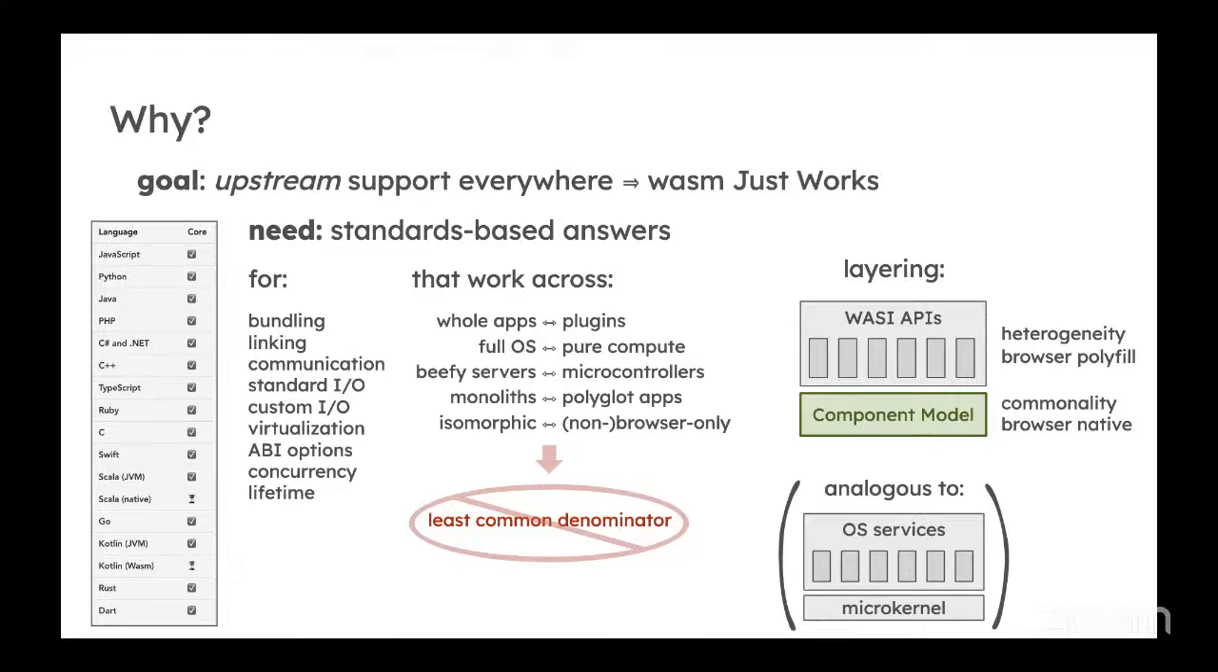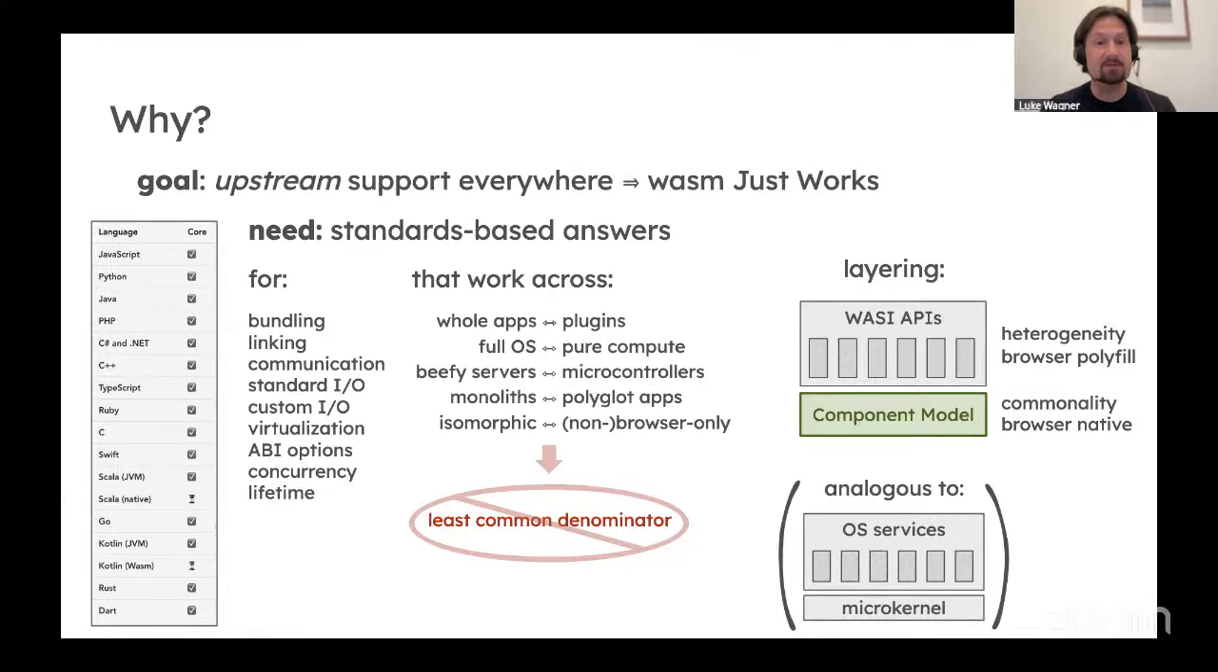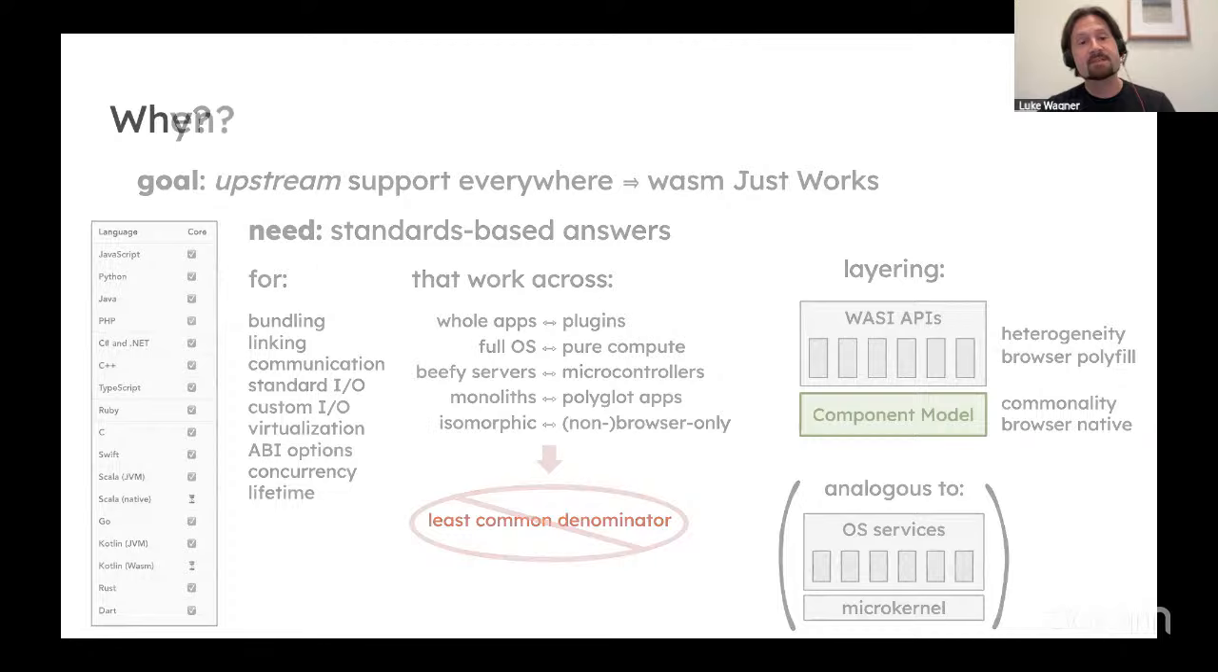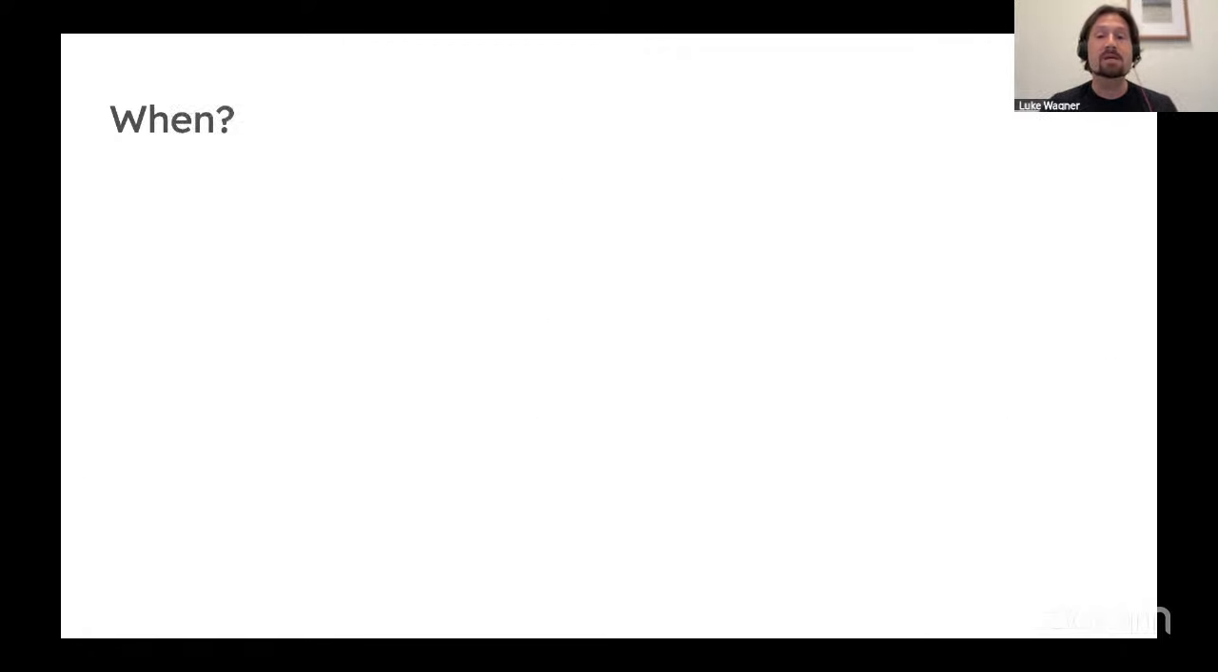And so, in summary, we need the component model to provide standardized answers to questions left open by core WebAssembly in order for us to get upstream support across the software ecosystem so that WASM just works across the diverse set of places that we want to run WASM. So that was the why. Now let's talk about the when.